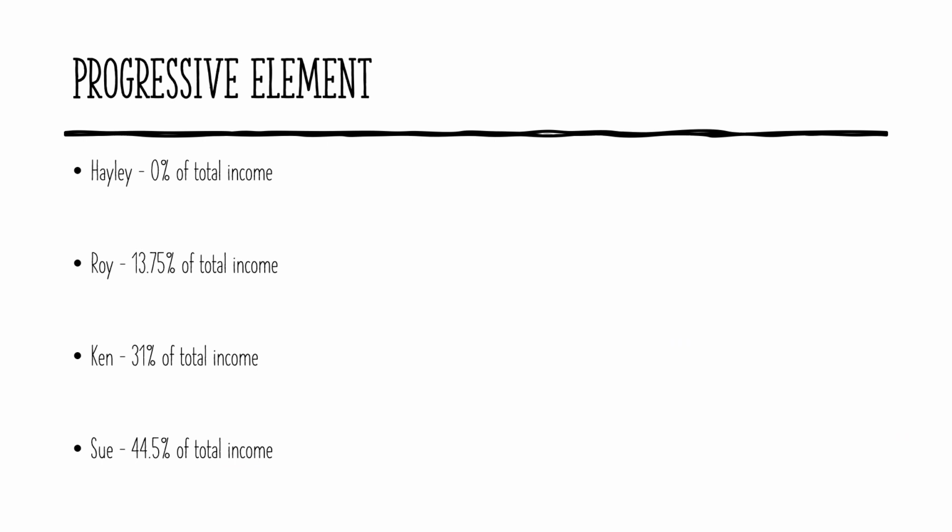So just to summarise how progressive it is, Hayley, she's only on 10 grand a year, she pays 0% of that total income. Roy, he's on a very healthy £40,000 a year. He pays 13.75% of total income in income tax. Perfectly reasonable. Ken, he pays 31% of his very, very handsome £140,000 salary in income tax. And Sue, because she's on that incredible £4 million salary, pays 44.5% of total income because she gets into that additional band, and most of her salary will be within that additional band because 4 million is much higher than 150,000. So guys, that's income tax.